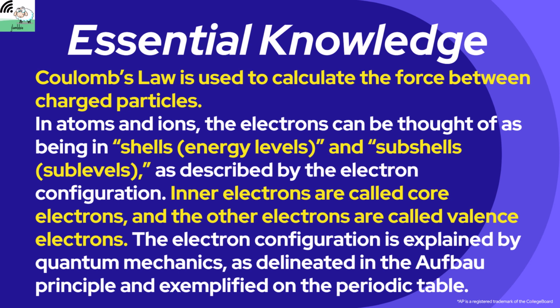The electron configuration is explained by quantum mechanics, as delineated by the Aufbau principle and exemplified on the periodic table. So you're not going to need to know anything related to the quantum numbers in and of themselves, but you will need to understand electron filling rules, Aufbau principle, Hund's rule, Pauli exclusion principle, those types of things as you write and make your electron configurations.